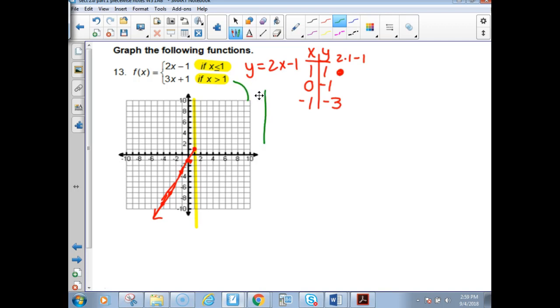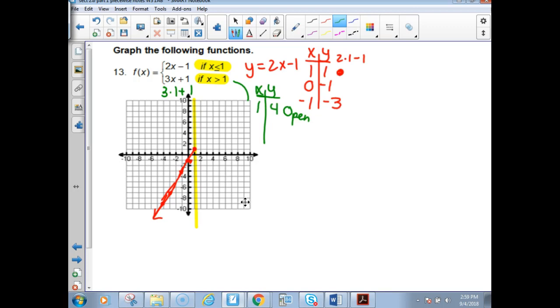The second line. We're going to make a t-chart. And now we're supposed to be following for values that are bigger than 1. But you need to know what happens at the boundary. So you are going to plug in your boundary number of 1 into the equation. 3 times 1 plus 1 would be 3 plus 1, or 4. Now, because that is not including 1 in its inequality, we're going to put an open dot.